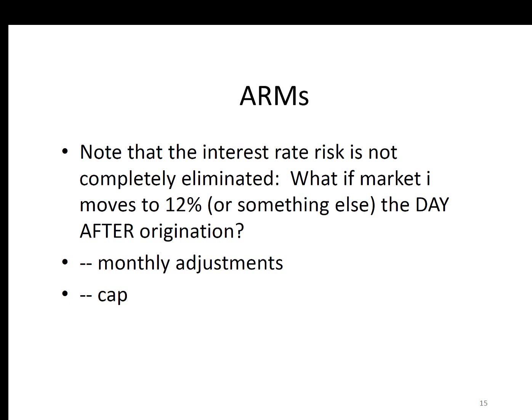For an adjustable rate mortgage, the interest rate risk is not completely eliminated. What if the market interest rate moves to 12% on the day after origination? We could not change the rate on the adjustable rate mortgage immediately to 12%, because adjustments happen periodically, and we also have caps, which restrict how much the interest rate can change.